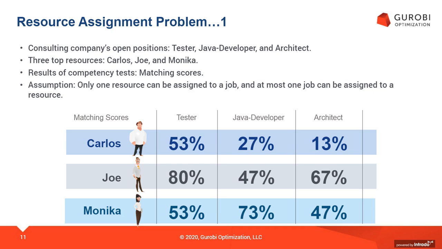Let's also consider the following assumptions or constraints to solve this problem. Only one resource can be assigned to a job, and at most one job can be assigned to a resource. Our goal here will be to find an assignment or a matching of resources to jobs in such a way that the total summation of the matching scores derived from those assignments is maximized.